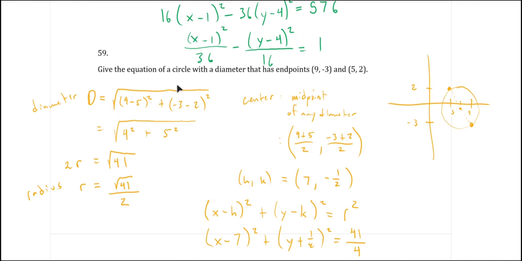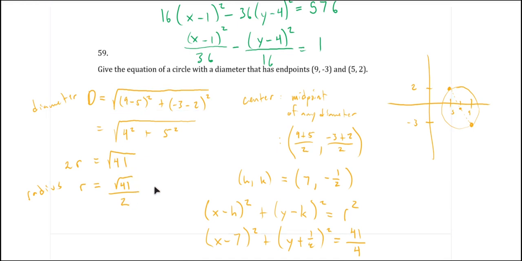Question 59 asks us a question about circles. It says, what's the equation of a circle that has a diameter with the following endpoints, which I've graphed right here. Now, in order to find the center of a circle, we really just want to find the midpoint of any diameter. That's easy to find. We just take the average of the x's, the average of the y's, and that will tell us the center of the circle. To find the radius, we want to take half of the distance.